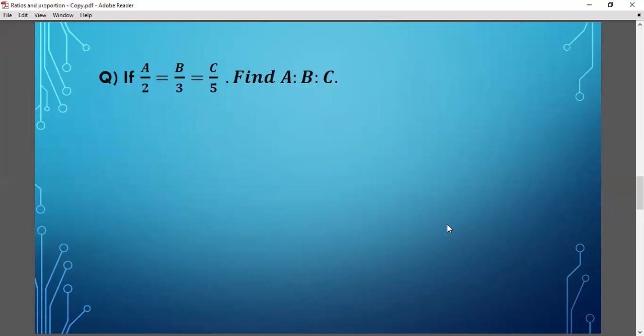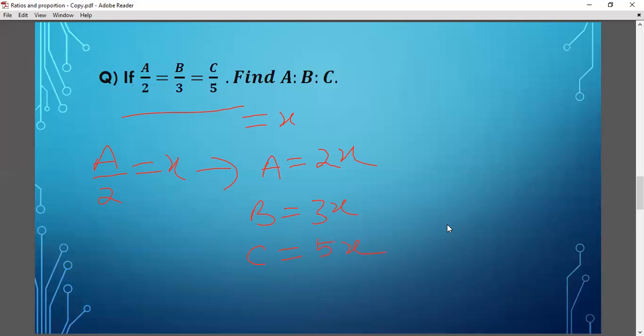Whenever this type of question arises, you need to simply find the individual values of A, B, and C respectively, and then you can directly plug in the values here and you will get the answer. But first of all, you need to take these three values equal to x. So if you take these three values equal to x, the first one, A over 2 will be equal to x. So from this, the value of A will be 2x. Similarly, B over 3 you will take as x. So B will be 3x and C will be 5x.